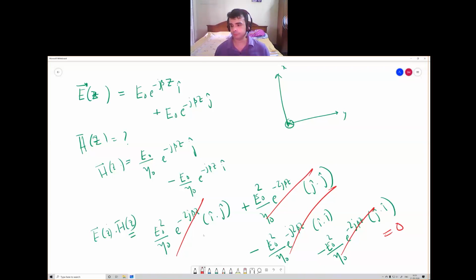Agreed? Similarly, the same logic applies for H. So both E and H are perpendicular to k. So both the conditions are satisfied. So this can indeed be the E component of a plane wave that is traveling in the z direction. All of you agree?